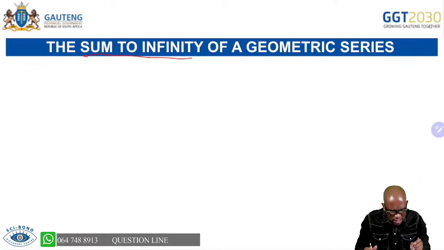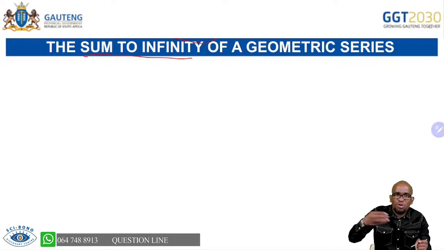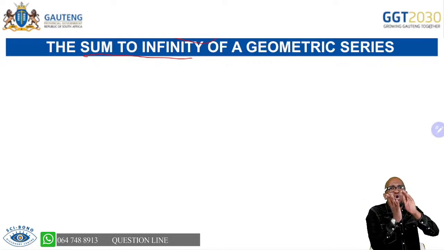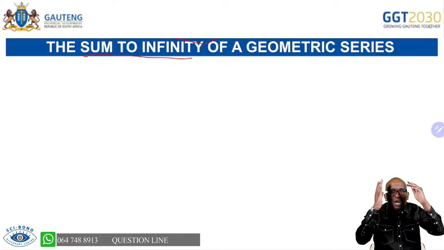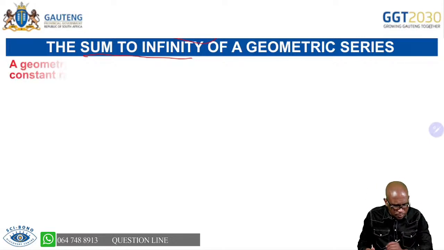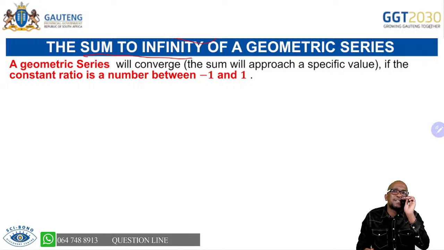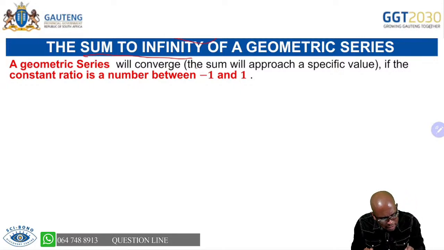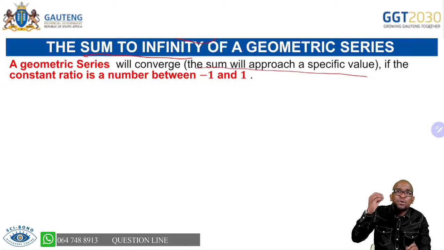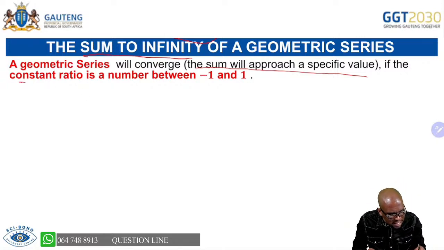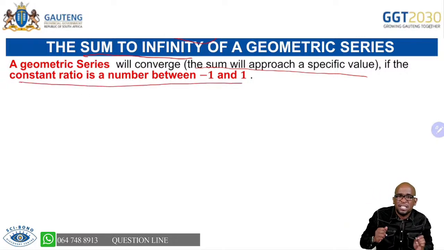But there is a condition. Your R should conform to a specific condition. A geometric series will converge, that is, the sum approaches a specific value, if the constant ratio is a number between -1 and 1.